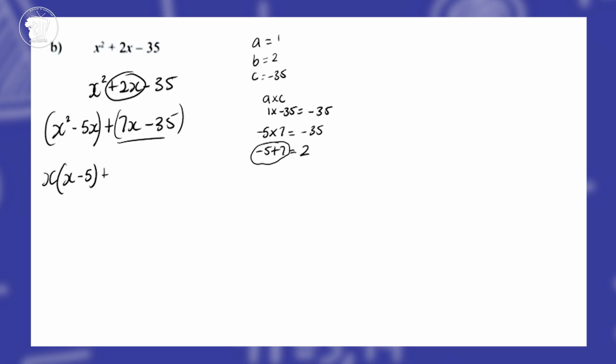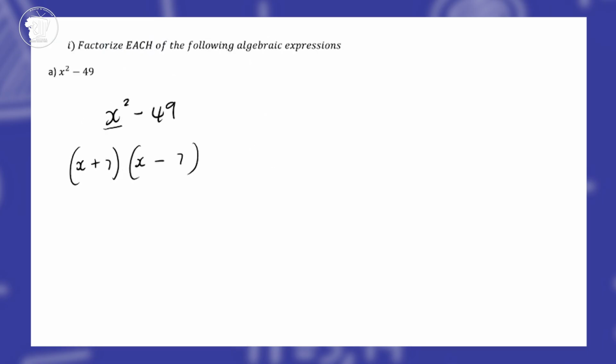Then we look at the second pair. We have 7x and we have 35. Any common factors? Yes, we see a common factor of 7. We don't have any variable in common, so when we factor out 7 from here, we're left with x. We factor out 7 from here, we're left with minus 5. So our two brackets are the same, so that means we are doing something correct. In one bracket, we'll put x plus 7, and the other bracket, we'll say x minus 5. And that is how we factorize this completely and correctly.